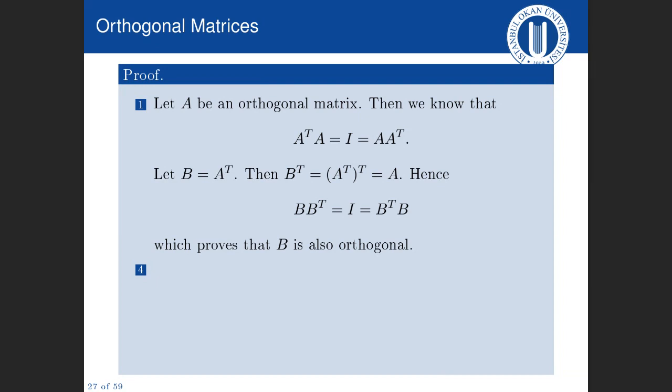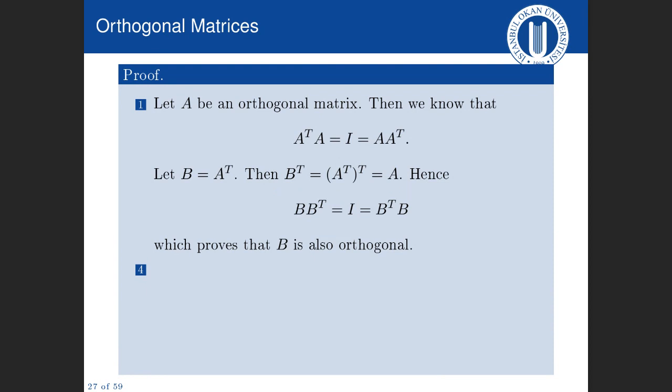So we're going to start by supposing A is orthogonal. We're going to start by supposing that A transpose A is the identity. And then I'm going to let B be equal to A transpose, and I want to prove that B is orthogonal. But B transpose is just A transpose transpose, or A.